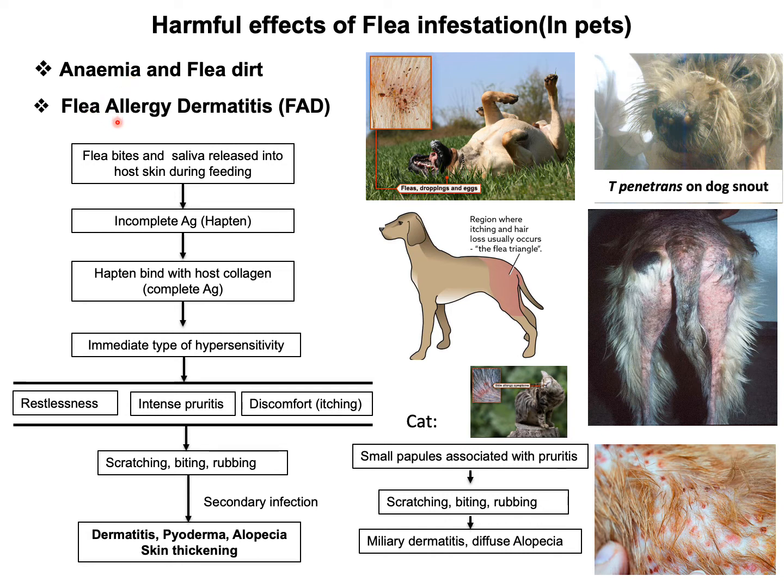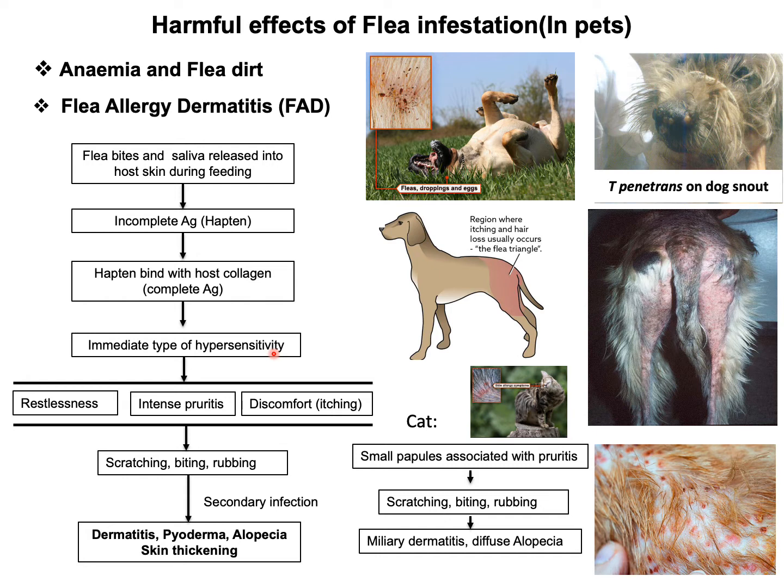And the second deleterious effect is called flea allergy dermatitis, or FAD. So how is this produced? During feeding, the flea bites the host and releases saliva into the host skin. In this saliva, there are different antigens, but they are not complete antigens. They are considered haptens. So this hapten later on binds with the host collagen to become the complete antigen, and this complete antigen will produce immediate type hypersensitivity.